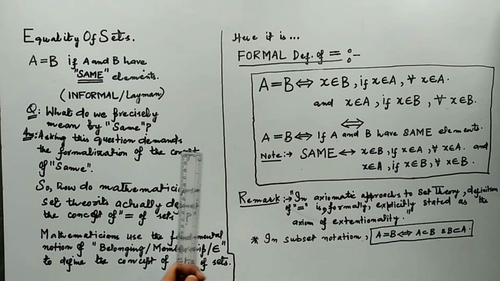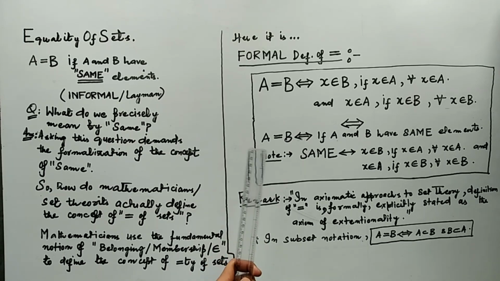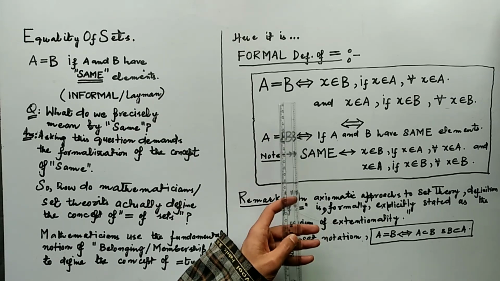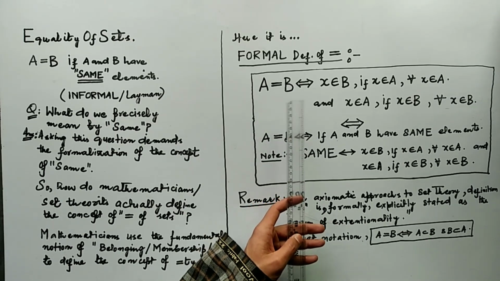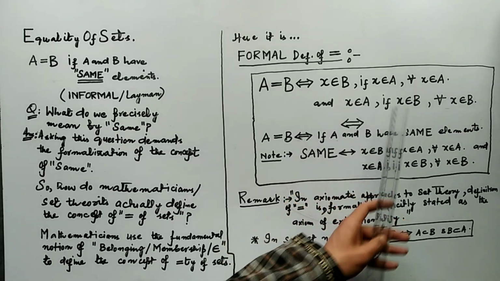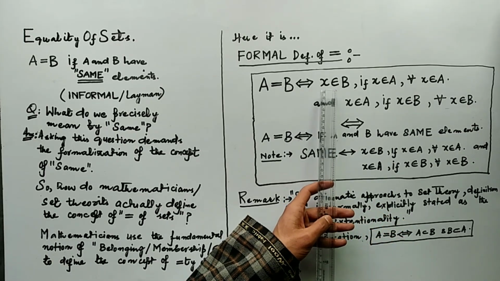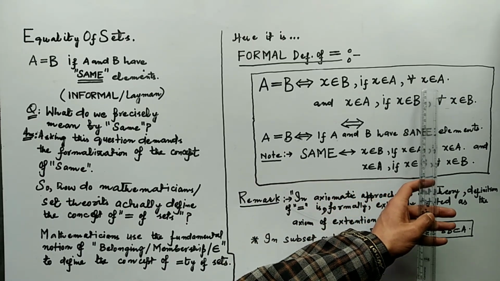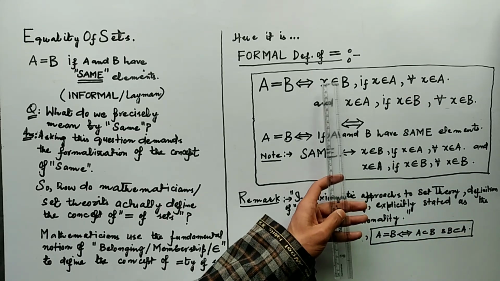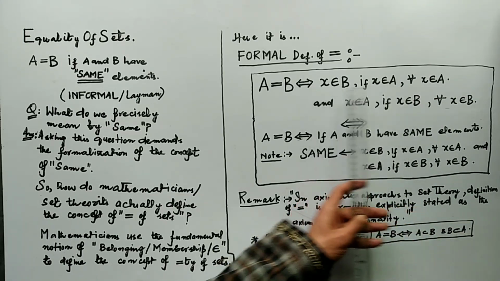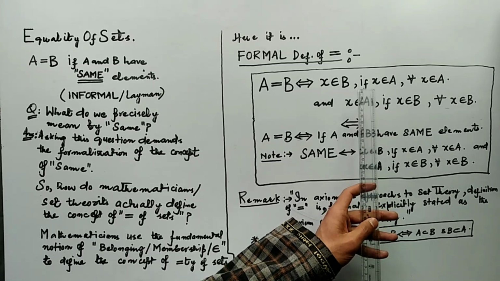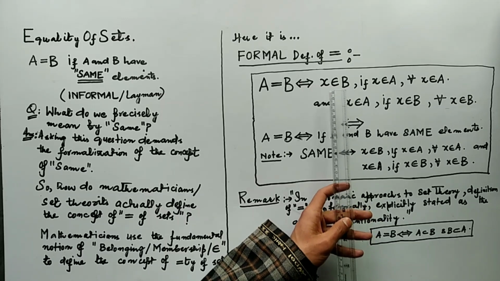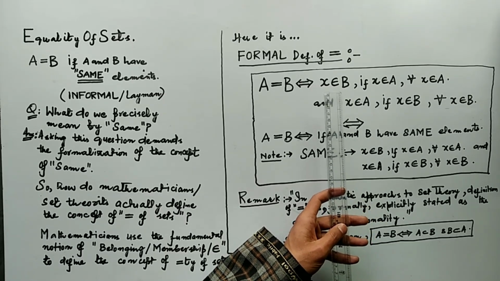Now, how do mathematicians define the concept of equality of two sets in terms of the concept of belonging? Here it is. If A and B are two sets, the set A is equal to the set B if and only if this thing happens. What? X belongs to B for all X belonging to A. What does this part of the condition tell me? It tells me that every element of A must be an element of B. Now, is this enough? Obviously not. This is not enough.